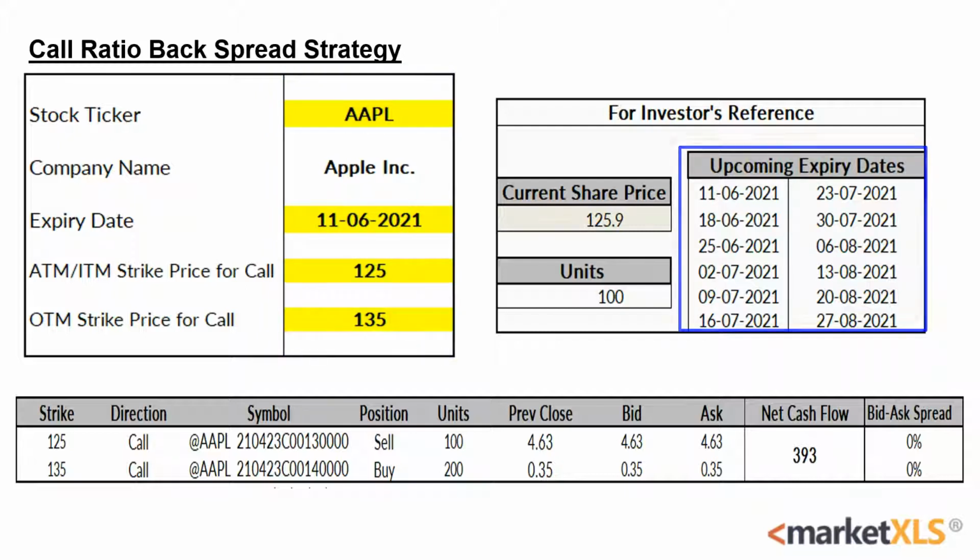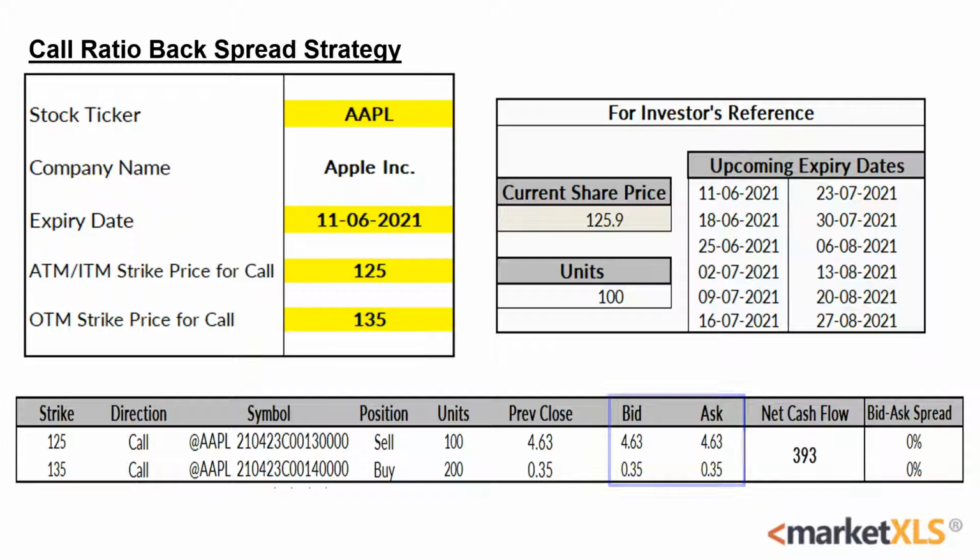For the purpose of this video, we'll be using Apple, expiry date as 11 June, and the in-the-money strike price is 125. The spread is 10 and the out-of-the-money strike is 135 and the ratio taken is 1-to-2.